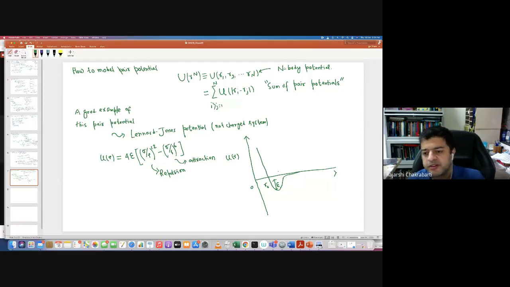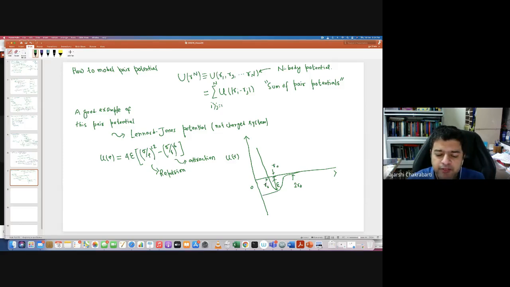This is how it is, isn't it? This is your epsilon. And this is your r naught. 2r naught may be here. Like this. What is the value of r naught? Sorry, not this one, this is r naught. R naught is this one, where the potential should be zero.